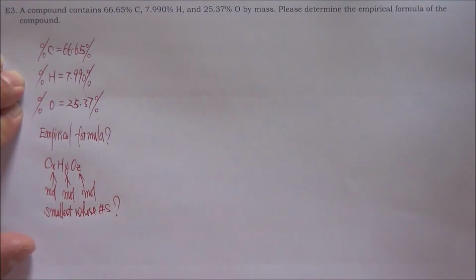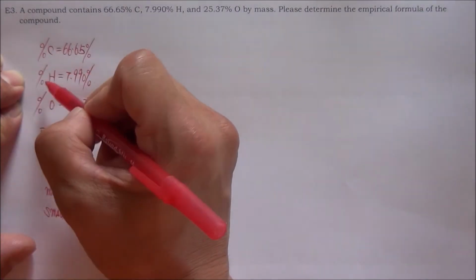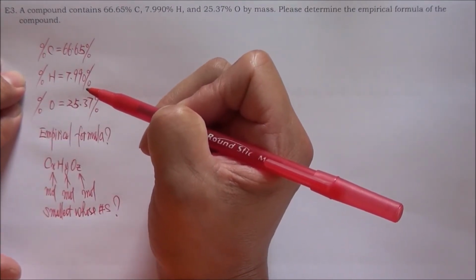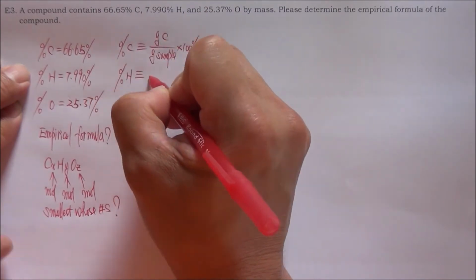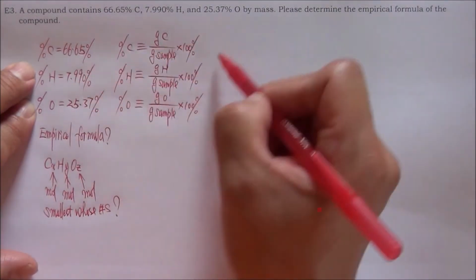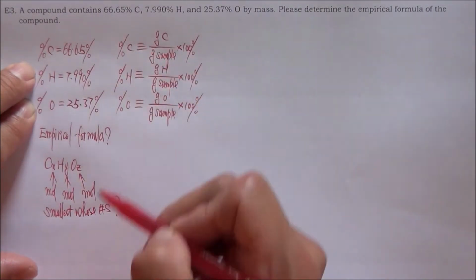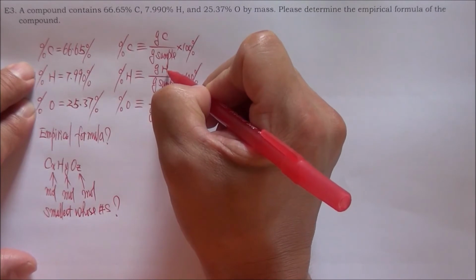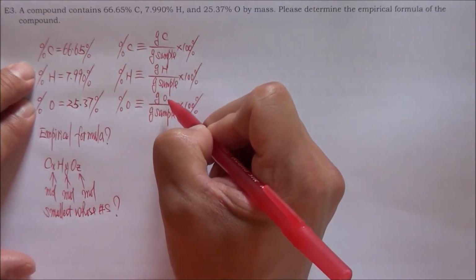Then, let's look at what we have. We are provided the percentage of mass of each element. Let's look at the definition of the mass percentage. The three-line symbol represents that this is the definition. From the three definitions, we can find the grams of carbon, grams of hydrogen, and grams of oxygen.